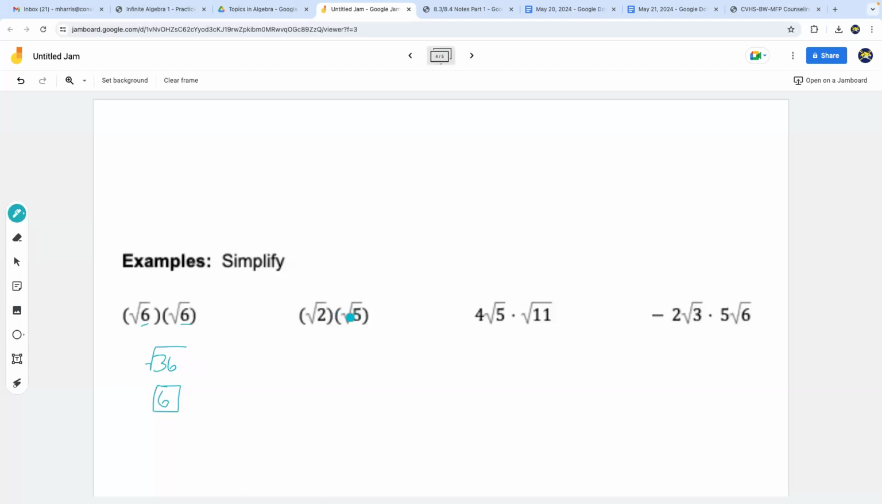Here we have root 2 times root 5. Well, we only have numbers under the radical. Root 2 times root 5 is going to give us root 10. All right, factors of 10 are 2 and 5 and 1 and 10. None of those are perfect roots, so we're done.